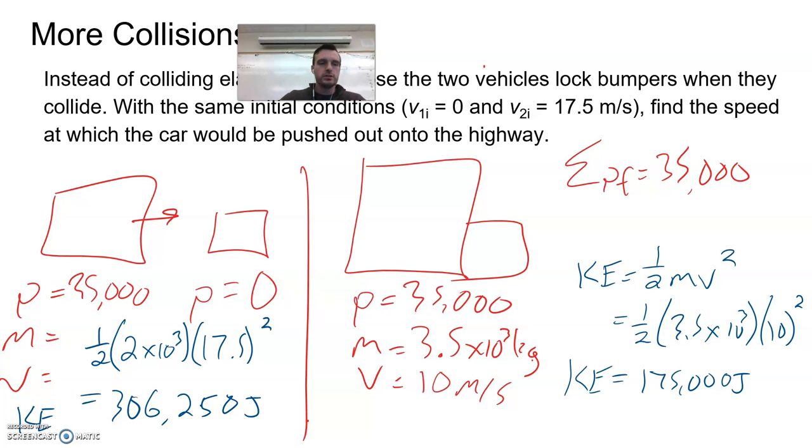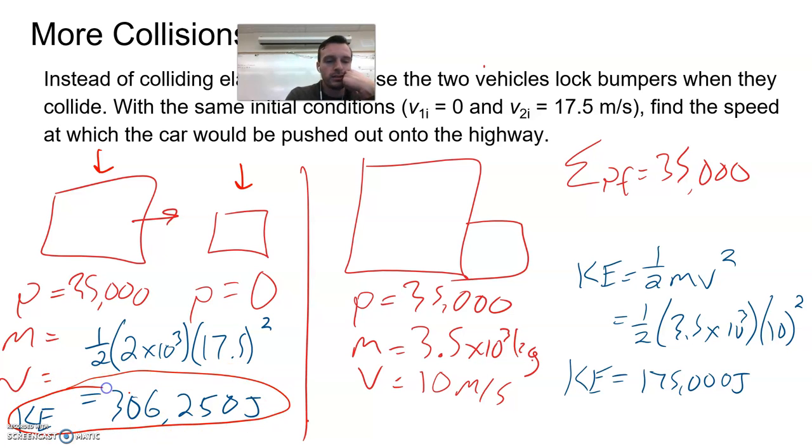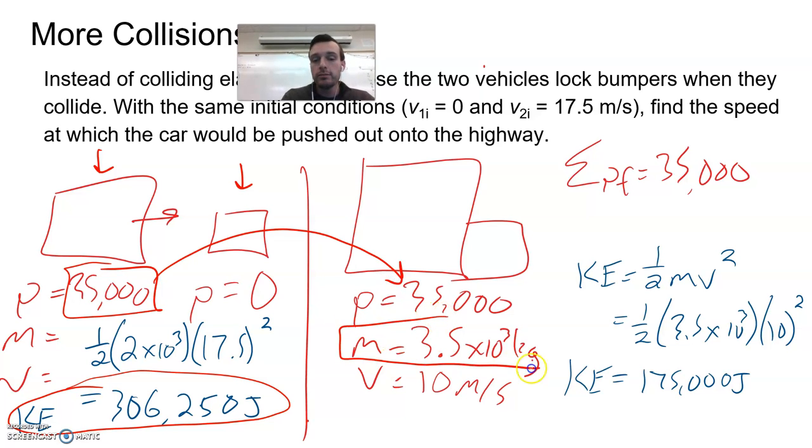So we see in this first diagram down here, we've got a moving truck and a stationary car. We found the total kinetic energy, which here was 306,250. For the after scenario, though, is where things get interesting. Using this idea of the total momentum, before the collision it was 35,000. The total momentum after the collision is 35,000, and we would use the combined mass of those two cars when they stick together.